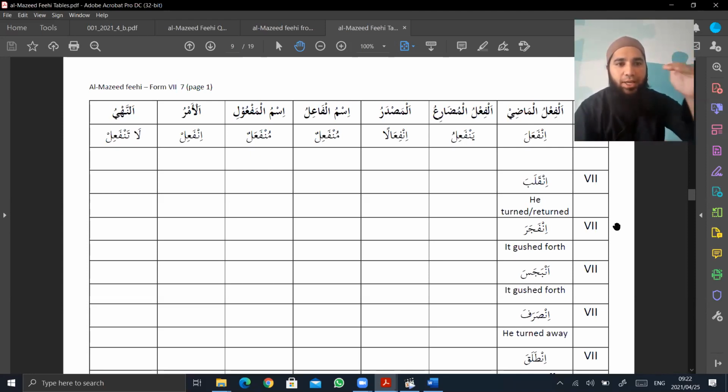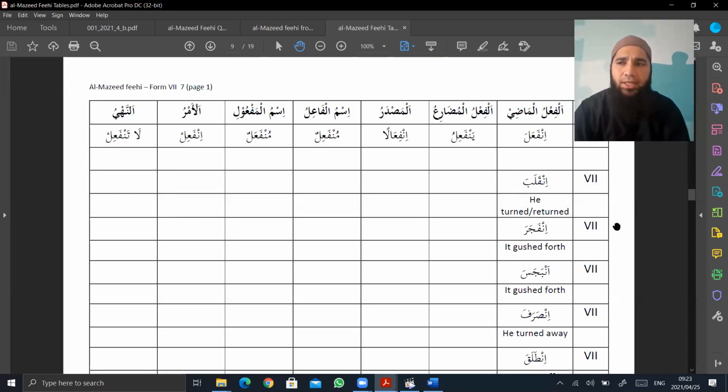Fa'ala, fa'ala, af'ala, tafa'ala, tafa'ala, infa'ala, and then go on to the next ones that we're still going to learn. We'll learn one more today, inshallah. It's important because that's actually what you need in Sarf. You want all of these templates arranged in your mind.